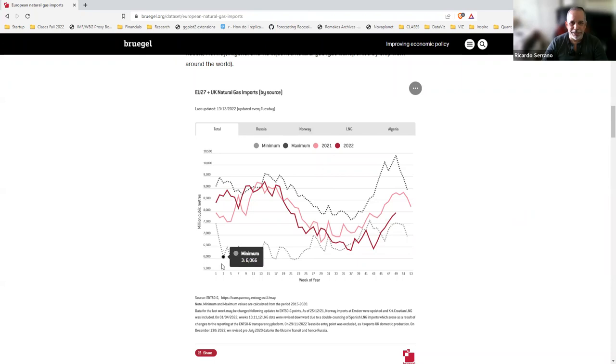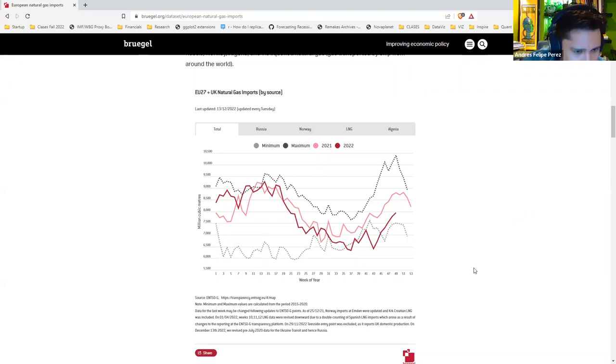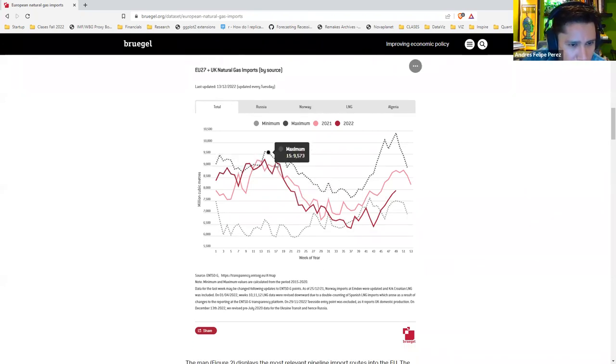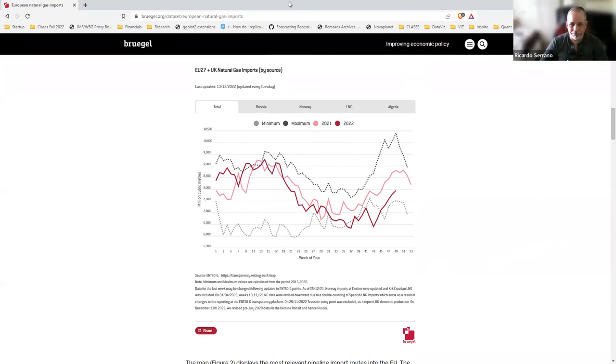Yes, I can see it. Yeah, I don't know if this is exactly what we're looking at, but you have the bands of what the maximum is, what the minimum is, and where 2021 fits within those bands, right, and where 2022 fits within those bands. So this is imports, but this is similar to what you were just mentioning.